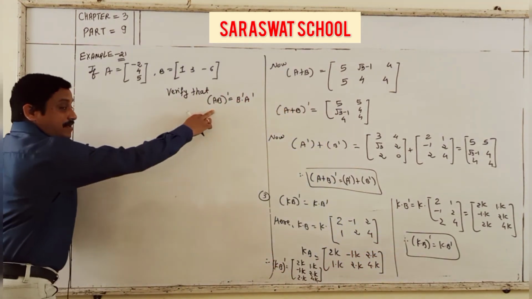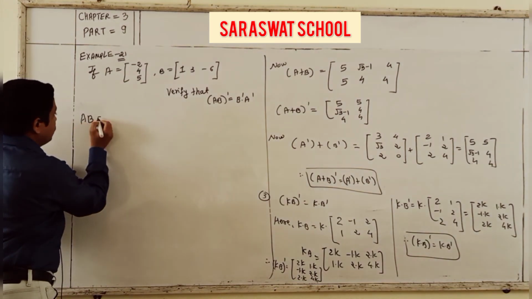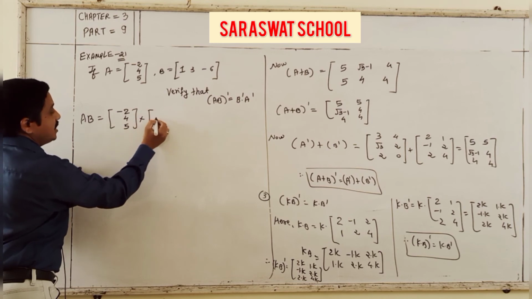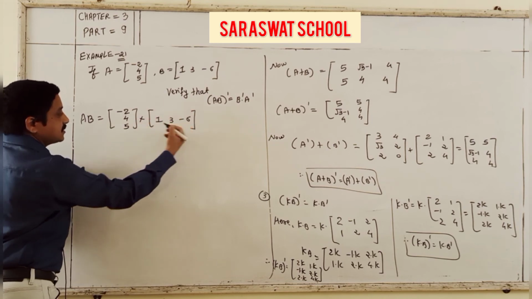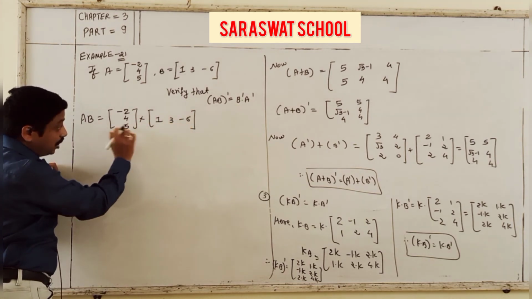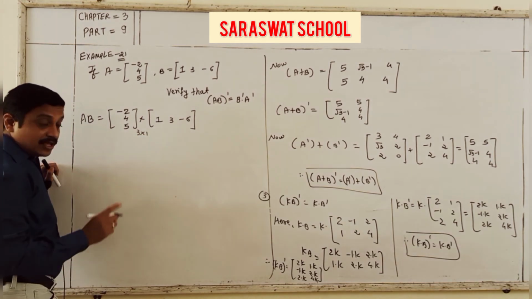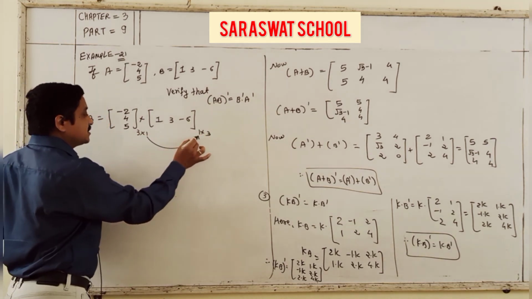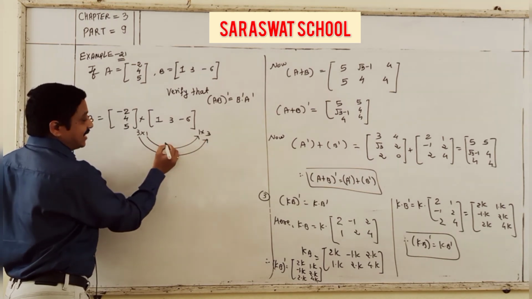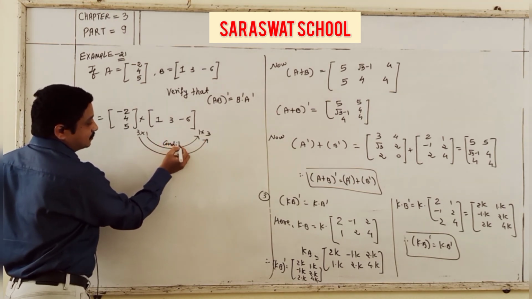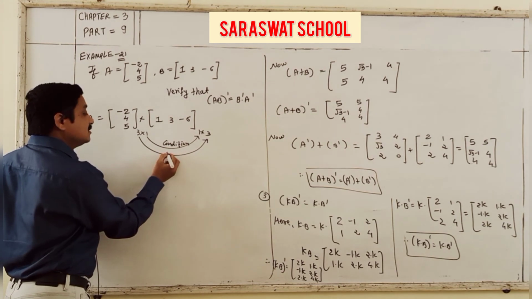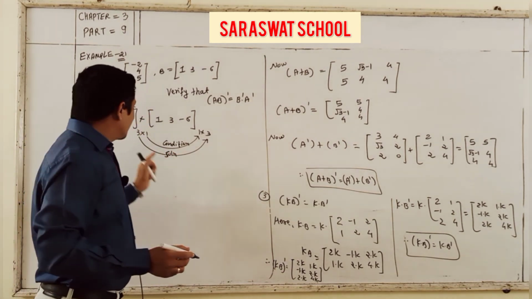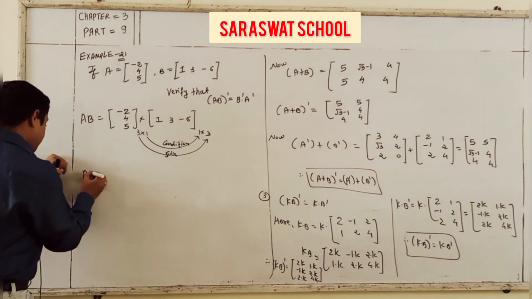First of all, AB, A with B product: minus 2, 4, 5, into B I have 1, 3, minus 6. This is your 3 row, 1 column. But that is your 1 row, 3 column. So is matrix multiplication defined or not? Yes, it is defined under the condition, and that is the solution. 3 cross 3.